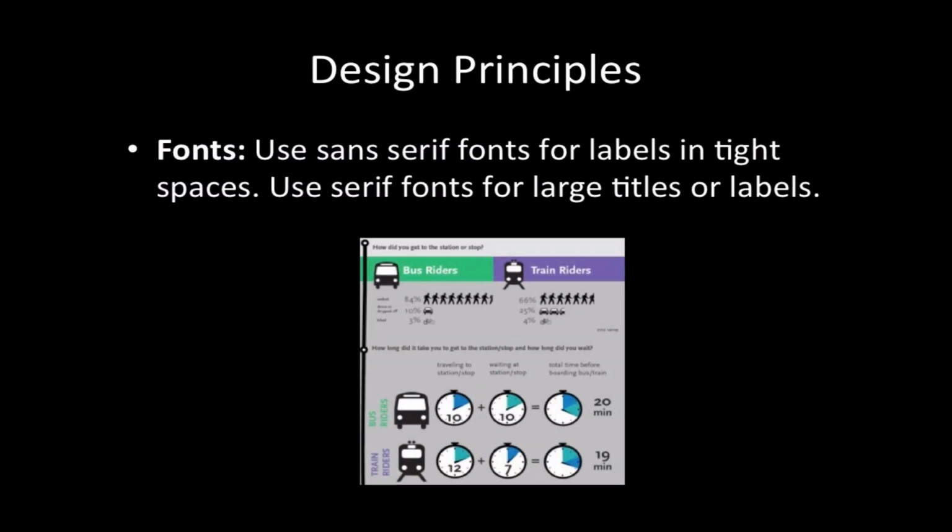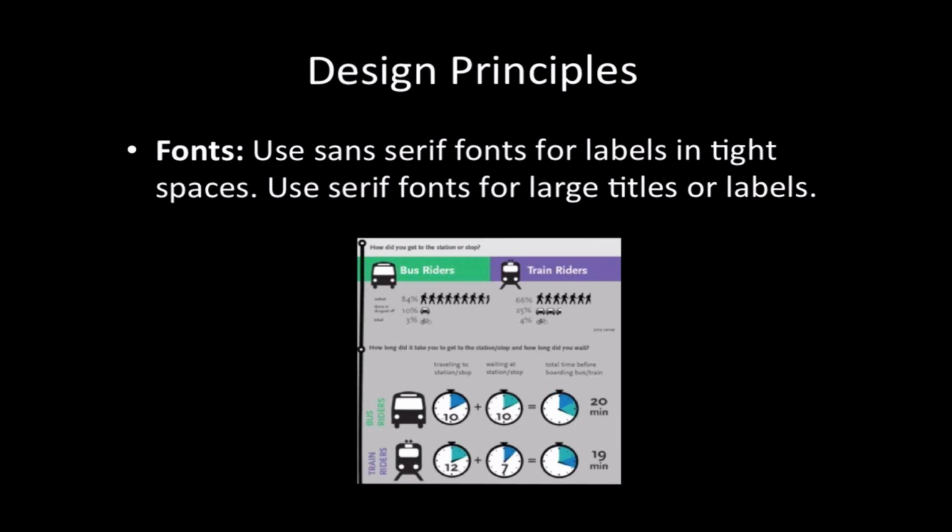Fonts are also important to consider. Sans serif fonts are fonts that do not have the little points on the ends of the letters, such as Arial and Helvetica. Because the letters take up less visual space, they are good fonts for typing in close or small spaces. Serif fonts, such as Times New Roman and Courier, are better for titles or places where you have more space to write. Notice that this infographic uses consistent sans serif fonts throughout.